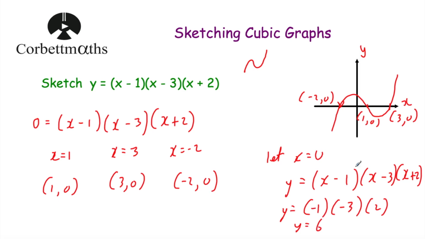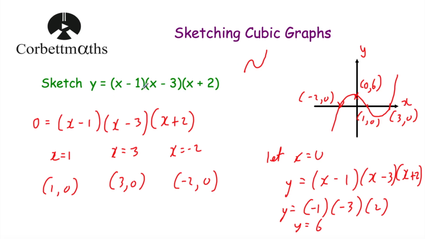So that means that y is equal to 6. So that means it crosses the y-axis at 0. Because x is 0, 0 across, and 6 up. So 0, 6. And that's it. That's our sketch. Now, if we wanted to find the coordinates of the turning points, so the coordinates of the maximum point here and the minimum point here, those two turning points, we would differentiate it.